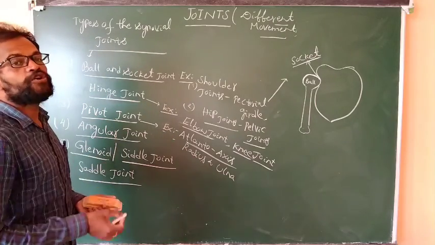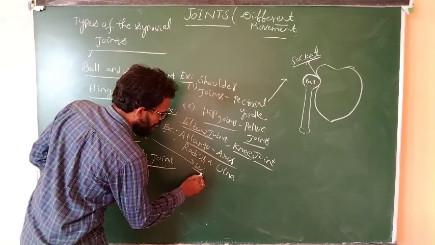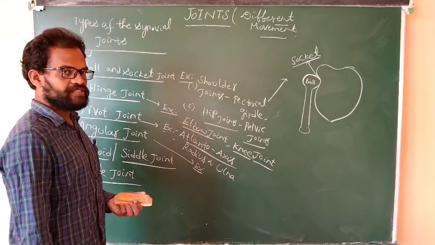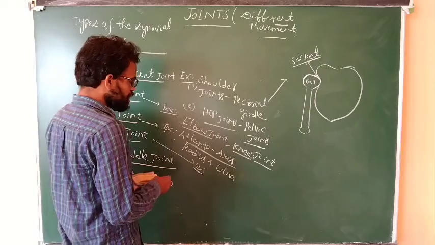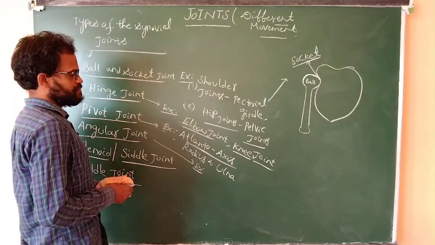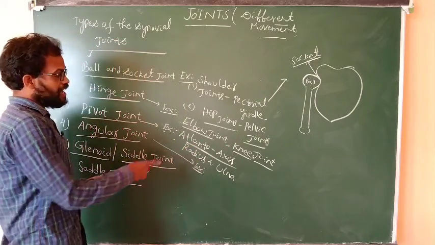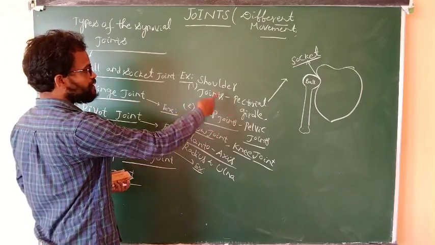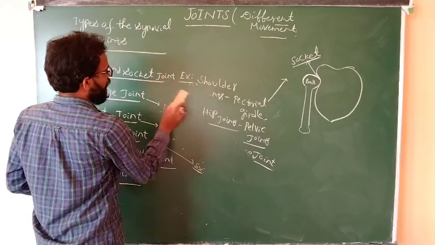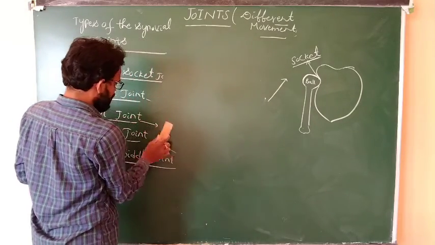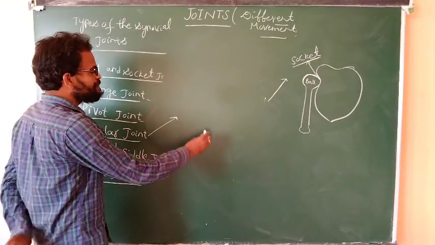Coming to the angular joint. Example for this angular joints. What is it? The Atlanto-axis, radius and ulna, elbow joints and knee joints, hip joints and shoulder joints, these were covered earlier. After these, what is the next joint? Angular joints.